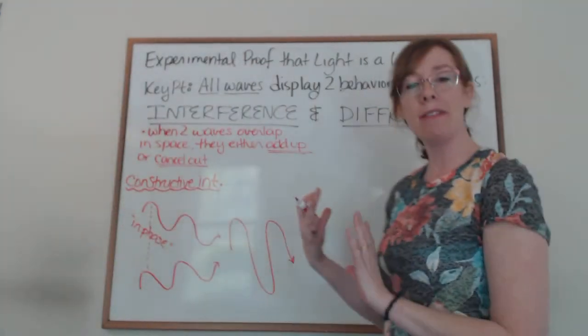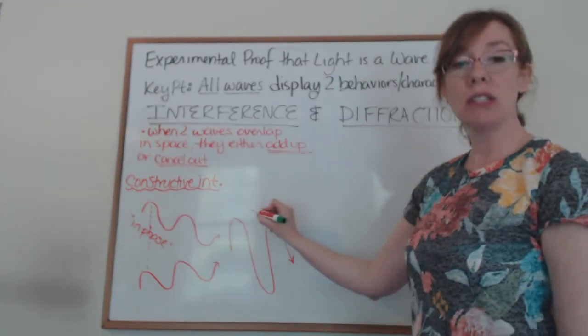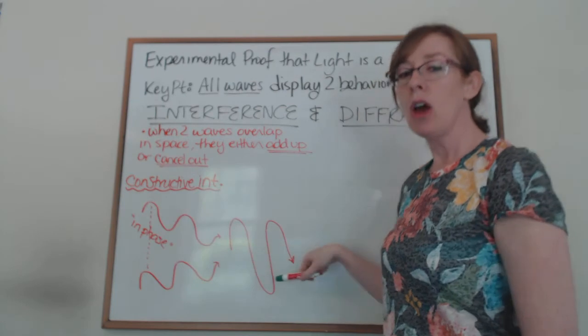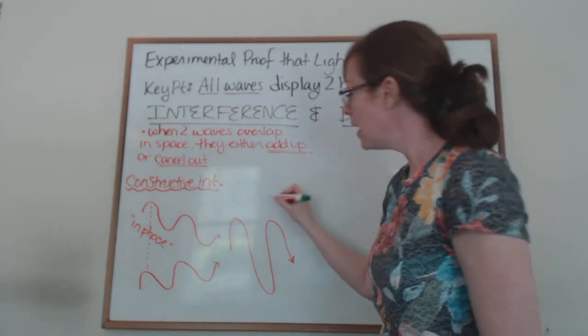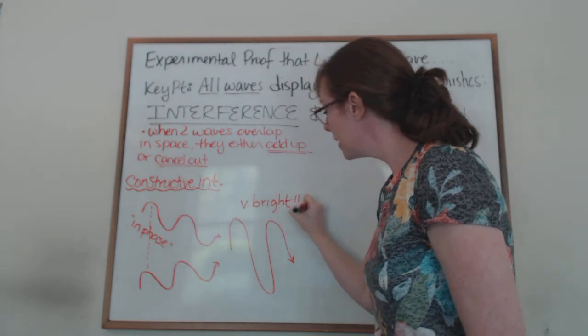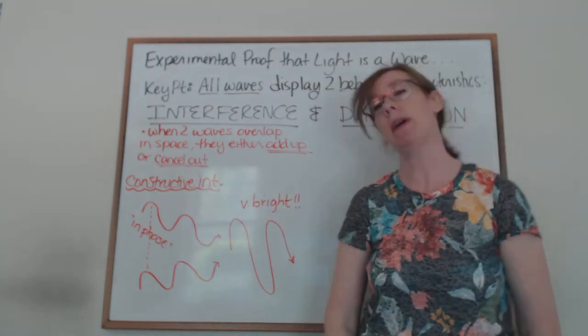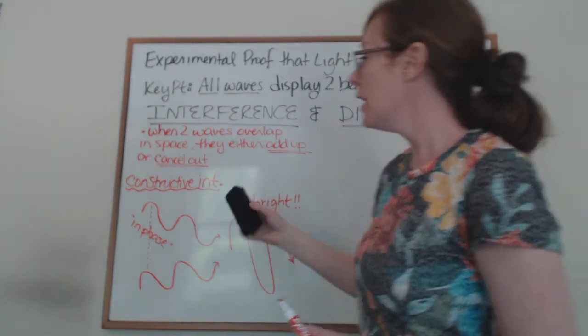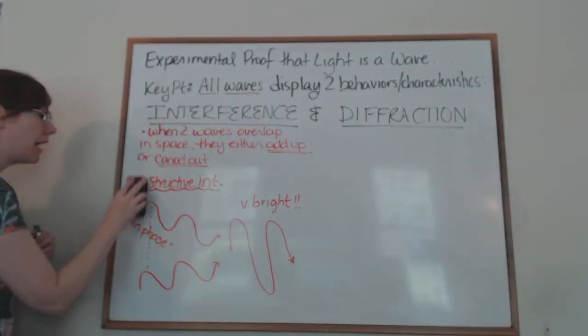Now, how will that be evidenced? Remember, amplitude relates to brightness. So what you first had is kind of medium bright light. When these interact constructively, this will be very bright light, because you essentially doubled the amplitude because of the way that they interfered. That's constructive interference. Destructive interference is the opposite.